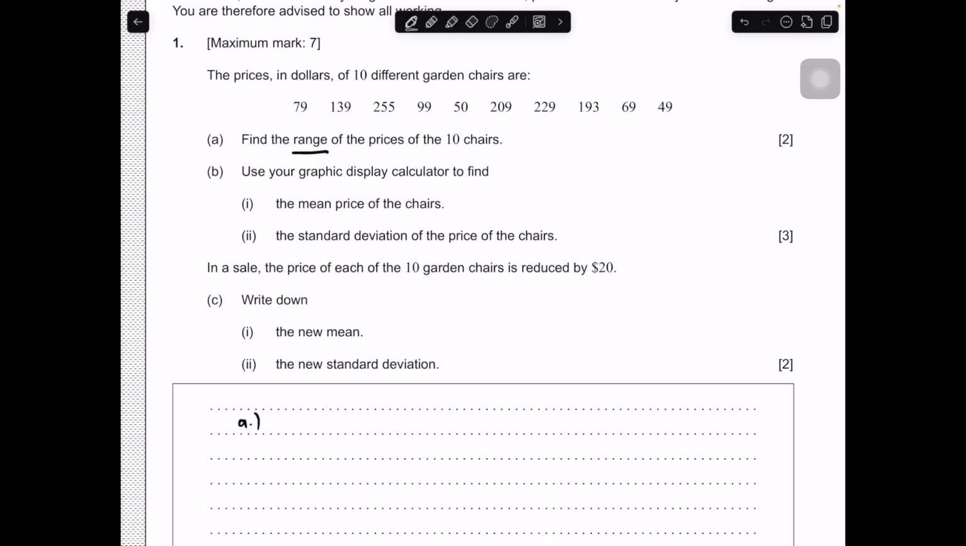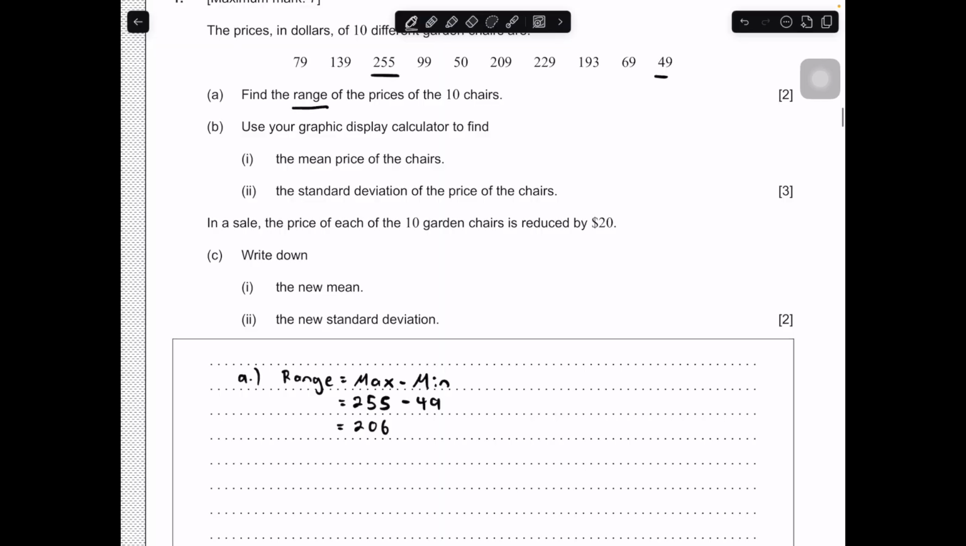So for A, let's write this out. Range itself is equal to the maximum minus the minimum. And in this case, the maximum value is 255, and the minimum value, the smallest one, is 49. And the difference between would be $206. All right, nice way to start off, I suppose.